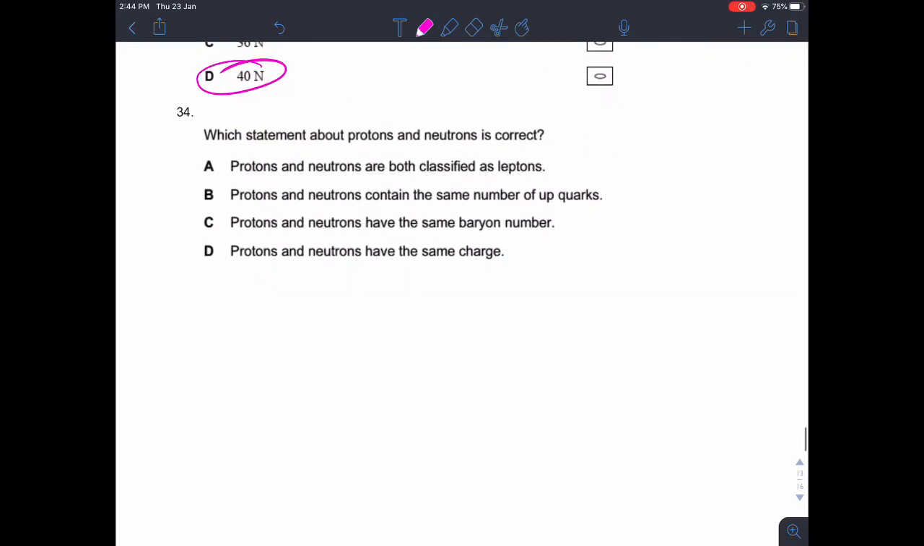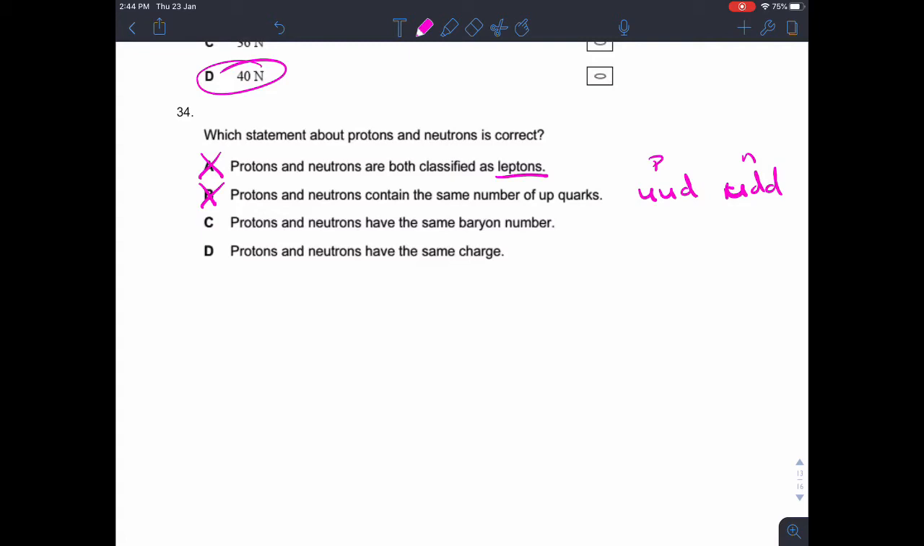Okay, question 34. Which statement about protons and neutrons is correct? Let's go through them one by one. Well, leptons are electrons and things like that. So protons and neutrons are definitely not leptons. Protons and neutrons contain the same number of up quarks. Well, you should know that protons are up, up, down, and neutrons are up, down, down. So that's definitely not the same number of up quarks.